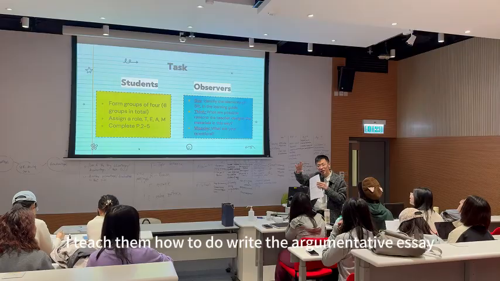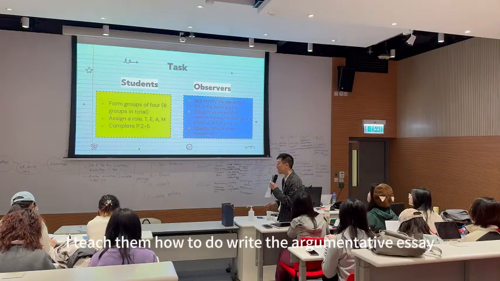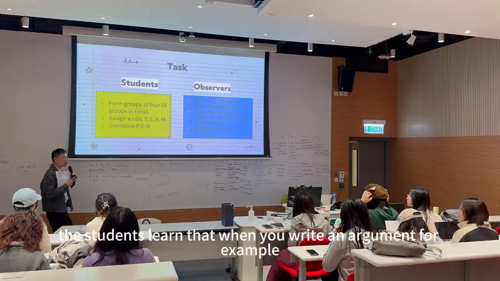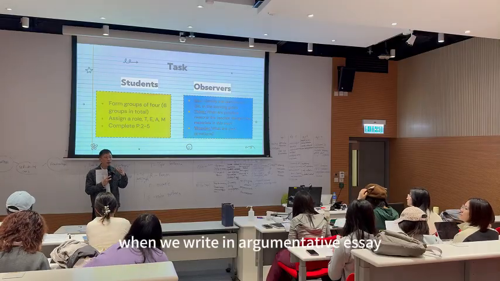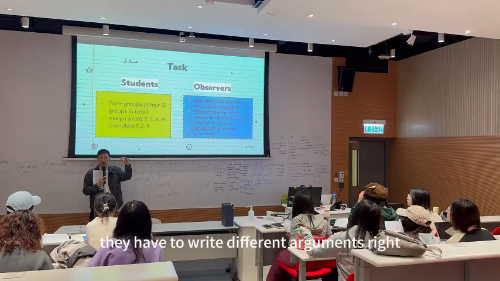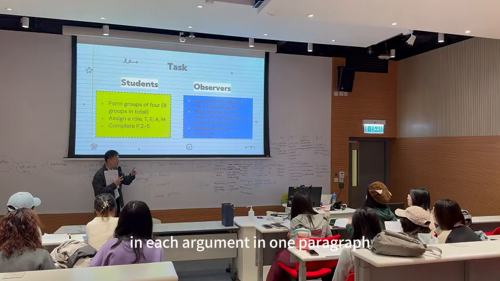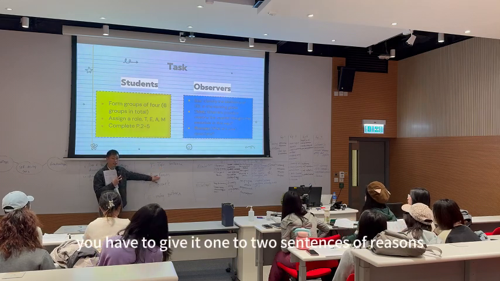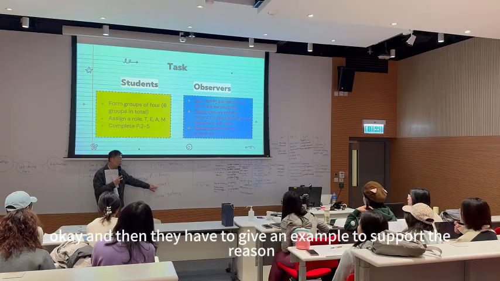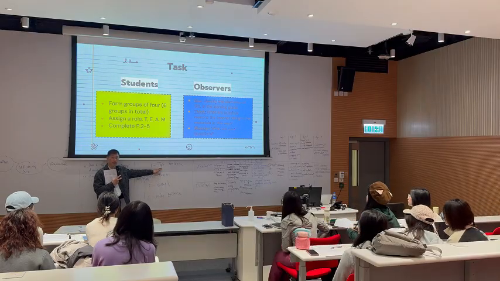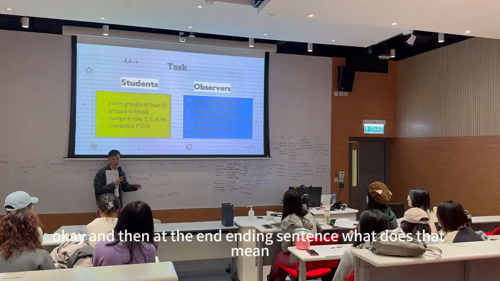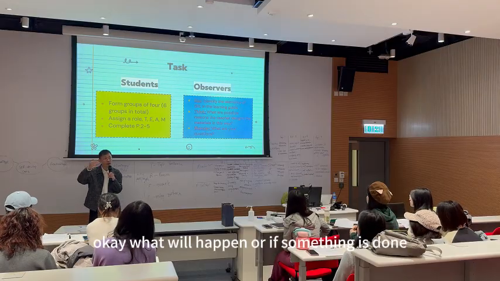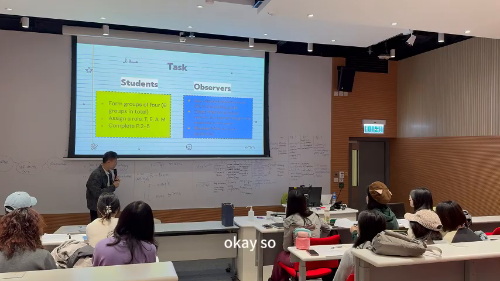When you observe, I teach them how to write the argumentative essay. Let me give you some prior knowledge first. The students learn that when we write an argumentative essay, they have to write different arguments, right? In each argument, in one paragraph, there should be one topic sentence. You have to give 1 to 2 sentences of reasons. And then they have to give an example to support the reason and also the topic sentence. And then at the end, the ending sentence, what does that mean? You can talk about the future: what will happen, or if something is done, then what will happen? So that is the ending sentence.